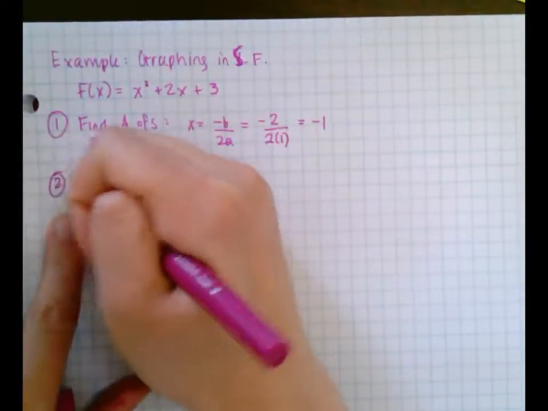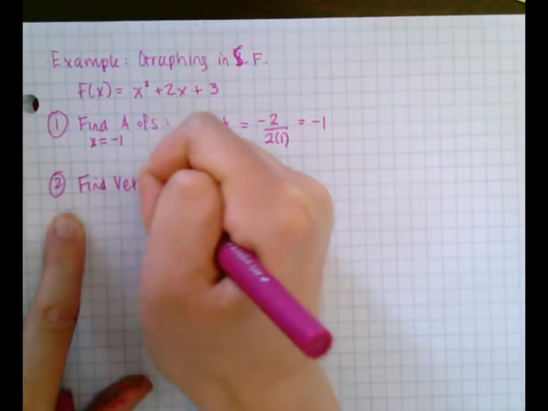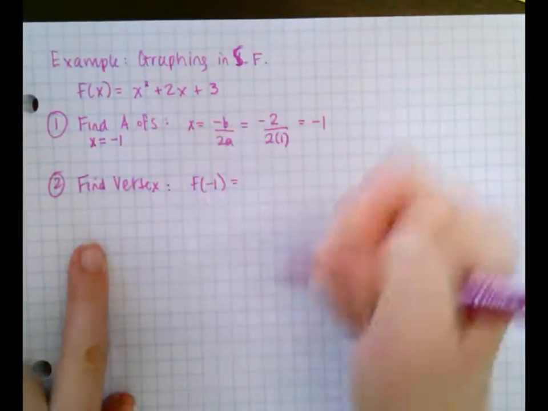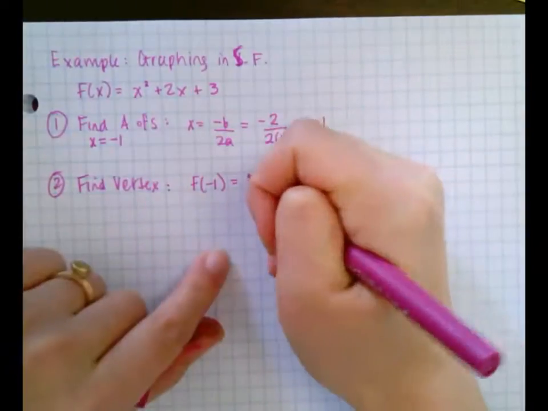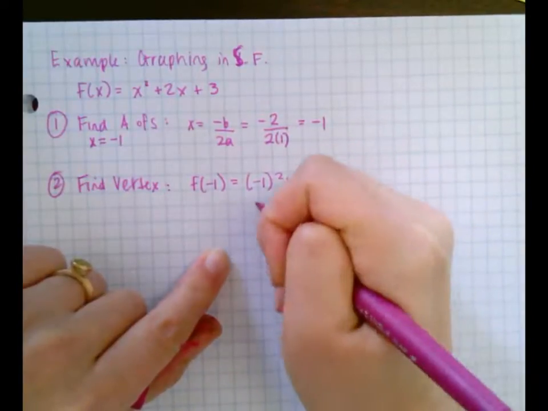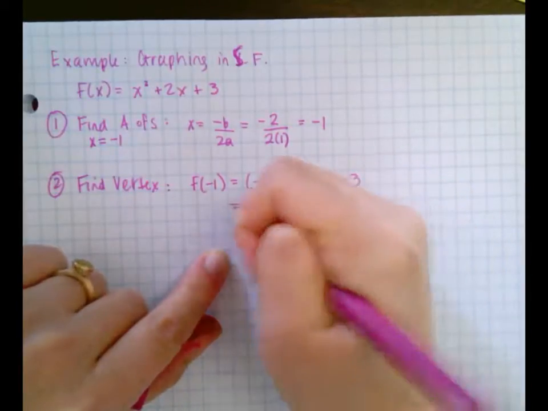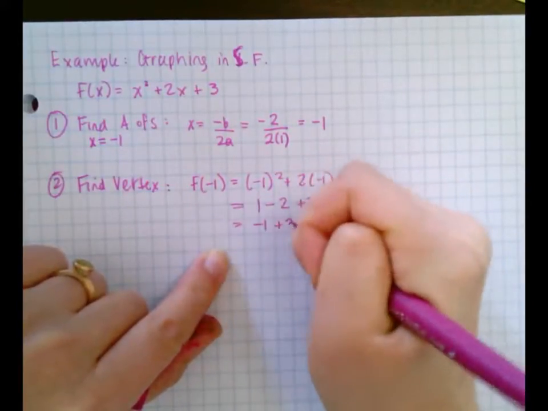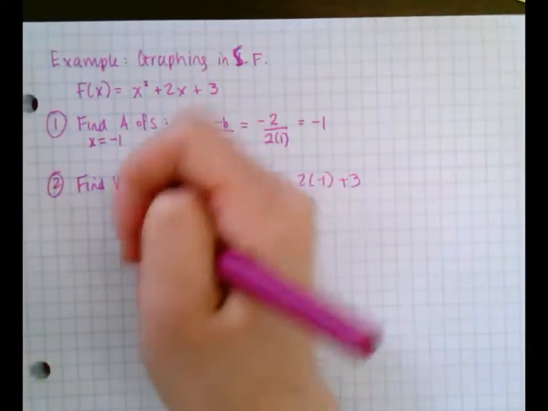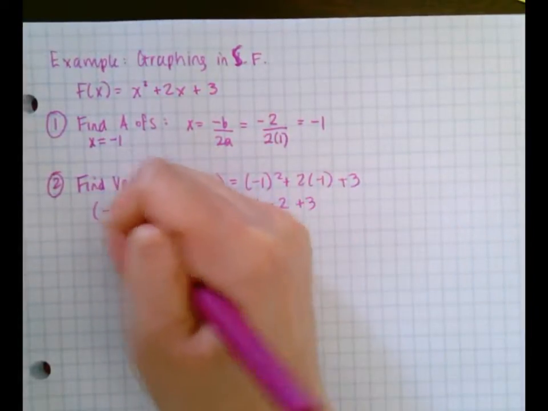The second thing I'm going to do is find my vertex. Well, I already know the x value of my vertex is negative 1, so I can find the y value by plugging in negative 1 for x in my equation. And I get negative 1 squared is 1, minus 2, because it's 2 times negative 1, plus 3. This is going to be negative 1 plus 3, which is positive 2. Okay, now I know my vertex is the point x equals negative 1, y equals 2.